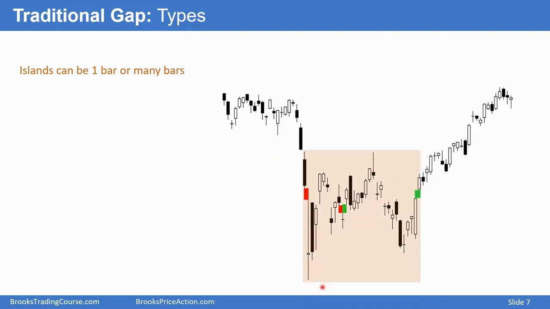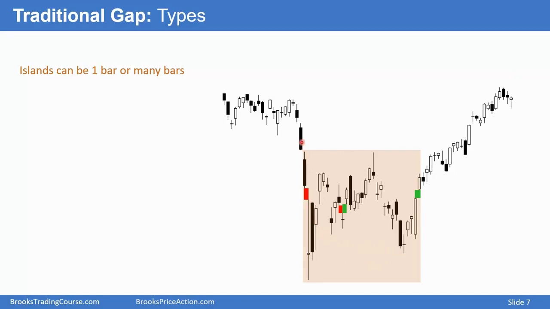This entire thing I mentioned earlier is an island bottom. We have a gap down at the end of a trend, an exhaustion gap. We have a gap up here, and it led to a bull trend. And therefore, I would call this whole thing an island bottom. I would not consider that particularly important.